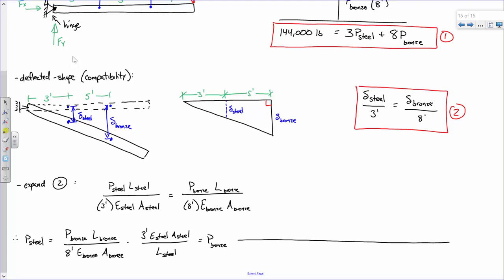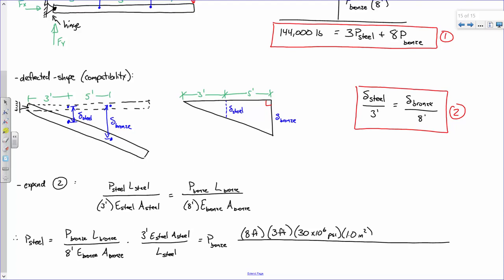Now, the length of the bronze. What's the length of the bronze? Anybody know what that is right offhand? 8 foot, right? Now, up until now, we said, no, that's 96 inches, right? I'm going to leave it as 8 foot. And you're going to go, you can't do that. Hold on. All right? 8 foot. Okay, what else goes on top? We have 3 foot. E for the steel. What's E for the steel? Anybody have that on hand? All right, what about area for the steel? What's that?